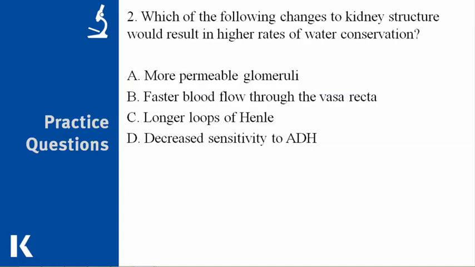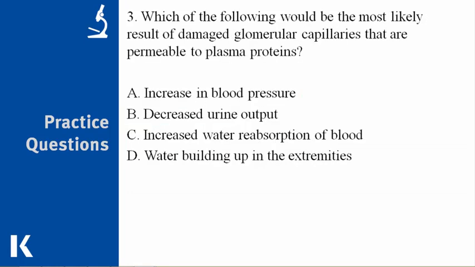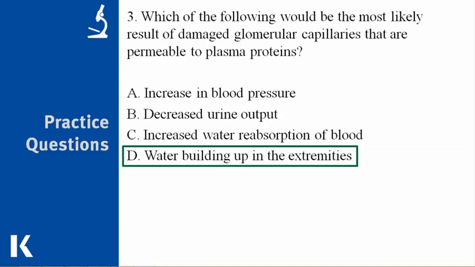Longer loops of Henle, as we discussed with desert animals, would give us a more concentrated urine product. Let's try one more conceptual question. Stick to the logical progression and you'll get to the right answer. Go ahead and try it now. Water building up in the extremities. This is also called swelling or edema. This can be caused by low oncotic pressure of the blood due to loss of protein.